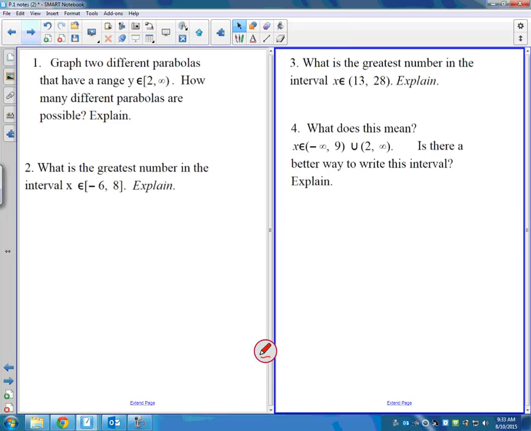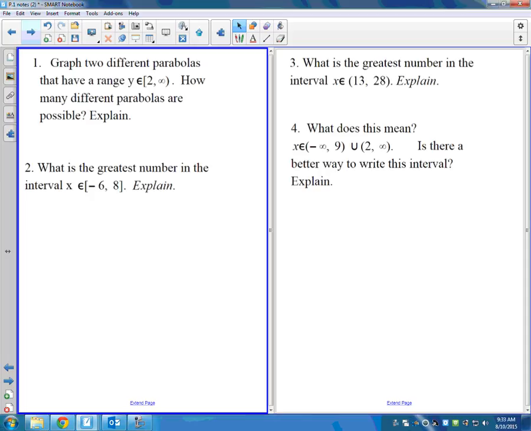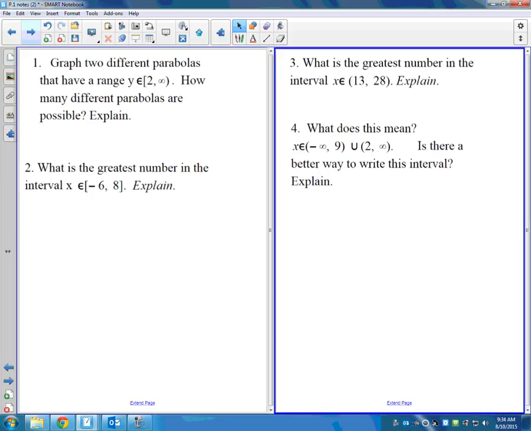This little E there is just a fancy math term for "an element of," so it's saying the range is this; don't get thrown off by that. It says graph 2 different parabolas that have a range, so you have to think about what range is again. How many different parabolas do you think are possible? What is the greatest number in this interval? That one is probably easier than number 1. Explain how you know the answer. What is the biggest number in this interval? How do you know the answer? Maybe you used this notation last year, maybe not, and if not, we'll talk about it. What if I wrote something like this, which just means this union this? Is there a better way to write that interval?